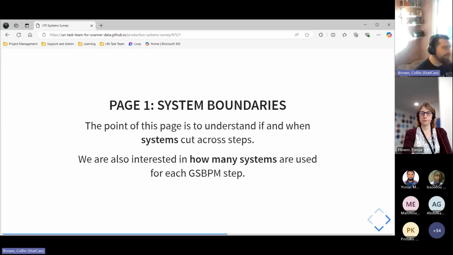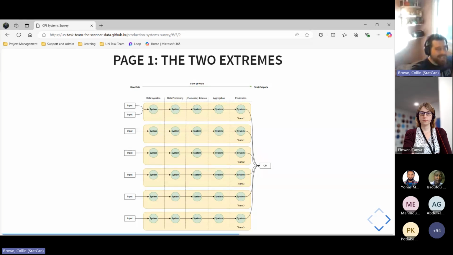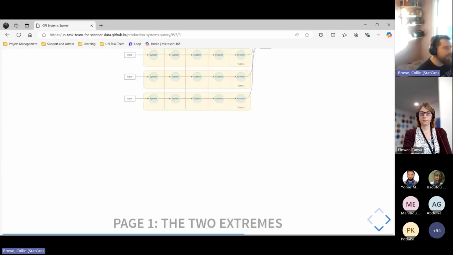So there are 2 extremes here, and the vast majority of organizations are probably not going to be either of these. They're going to be somewhere in the middle. One extreme would be a perfectly modular setup where every input has its own system that can be maintained in isolation from everything else, and every step has its own system dedicated to each input or group of inputs. The implication is that any one of those systems could be maintained and changed in isolation without affecting the others. Again, most organizations probably don't have something that looks like that.